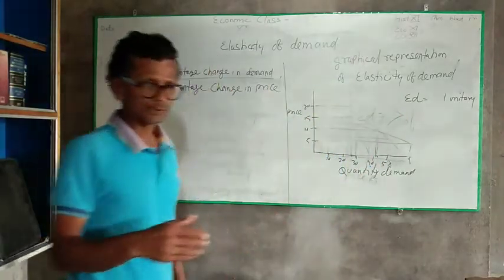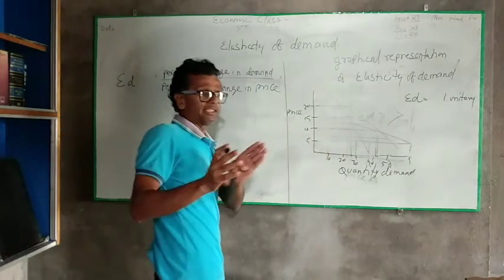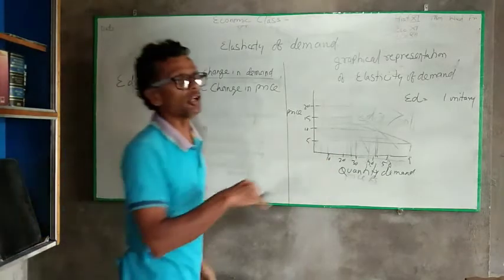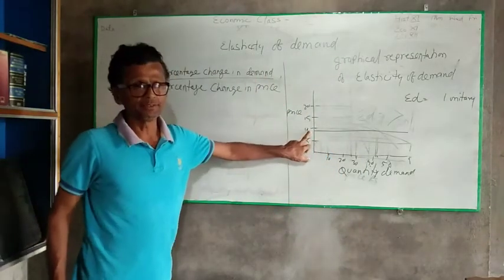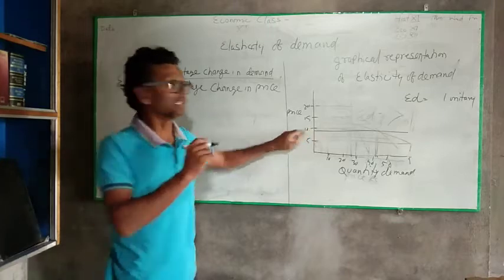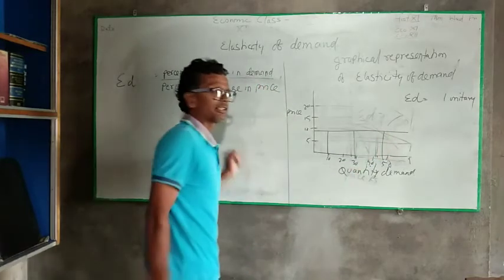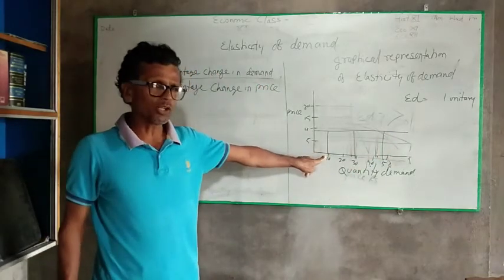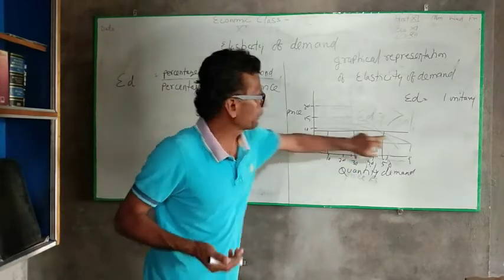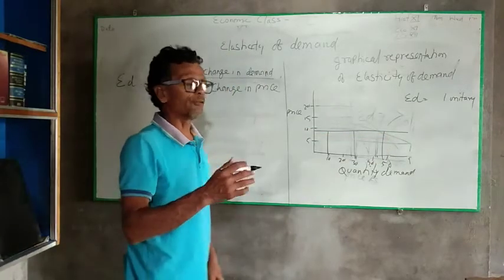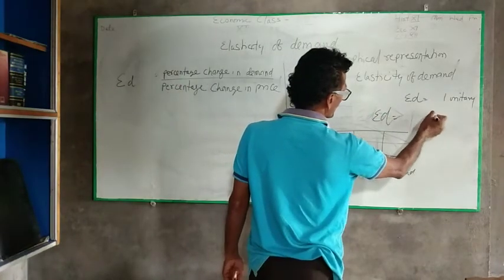The fifth type of elasticity is infinite elasticity. Here the change in the price is negligible or unchanged. Suppose the price remains 10. Price is not increasing, not decreasing, but the demand sometimes increases, sometimes decreases. Means at the same price, the demand was 10 at one time, 50 at another time, 30 at another time. This type of demand is fully elastic, that is infinite demand. Elasticity of demand equals to infinite.